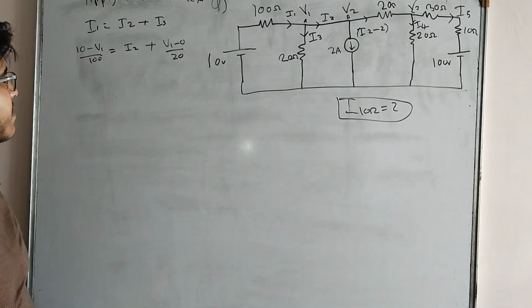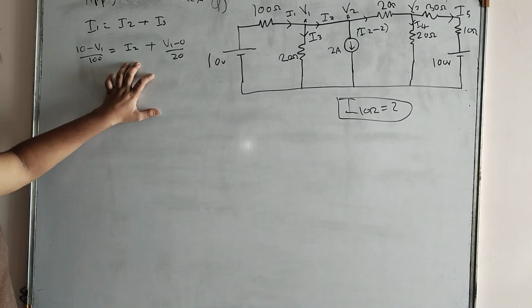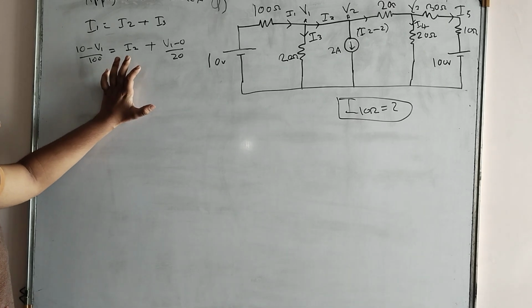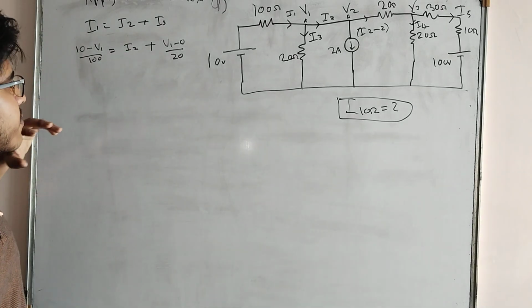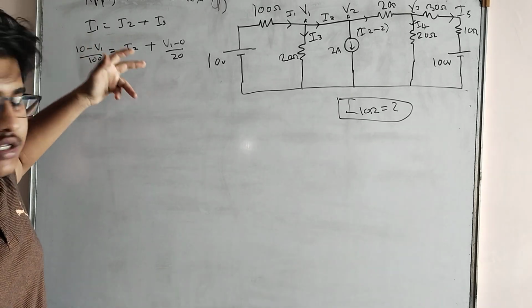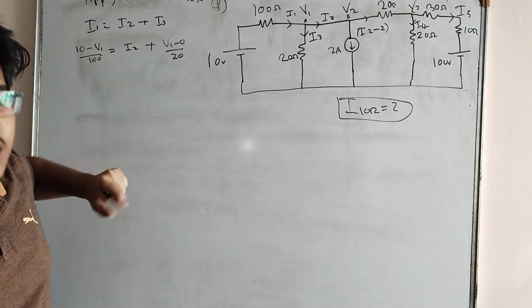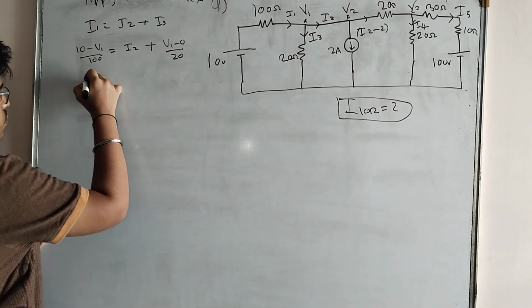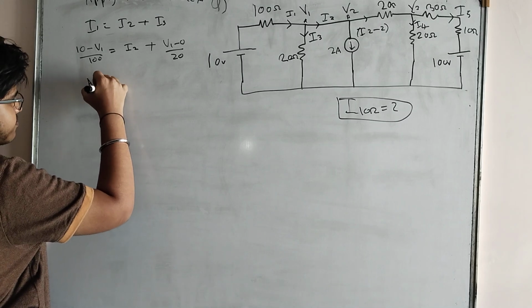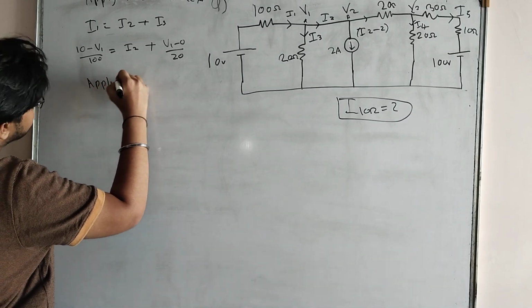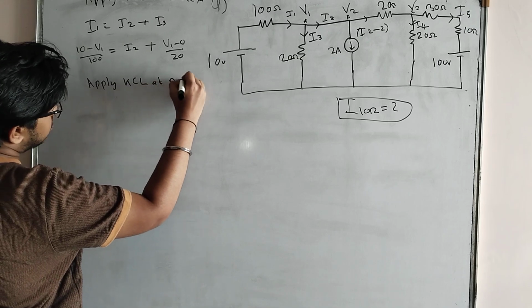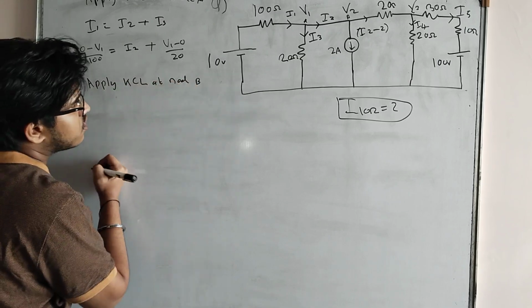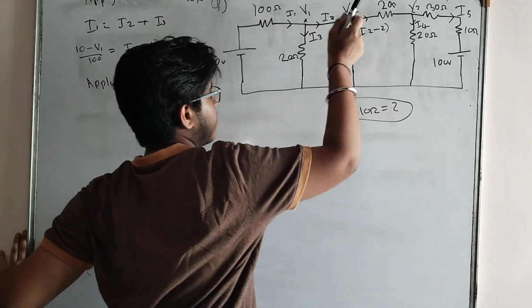So this seems to be quite an ambiguous term, that is I2. So let's keep this equation as this only and move forward. We can substitute this I2 value from the other equation. Okay, so apply KCL at node B. So this is my node B.